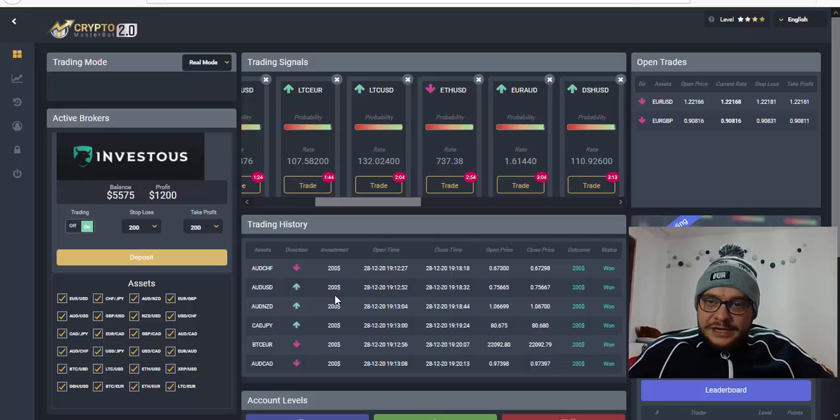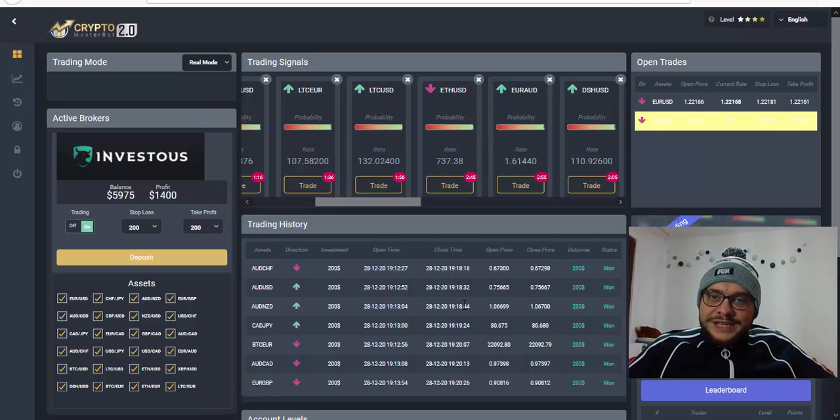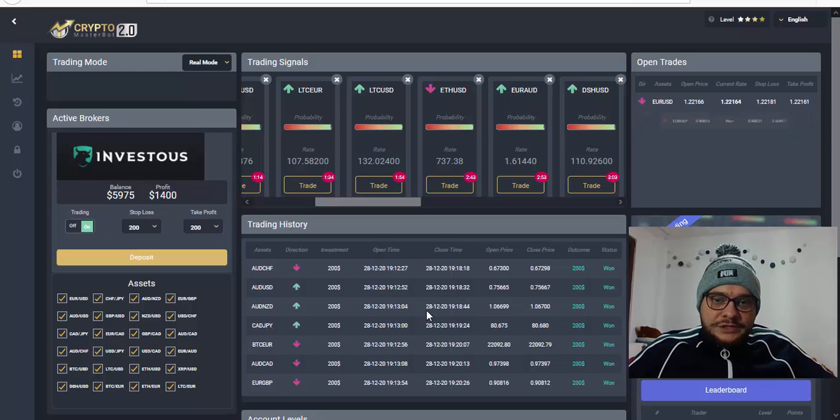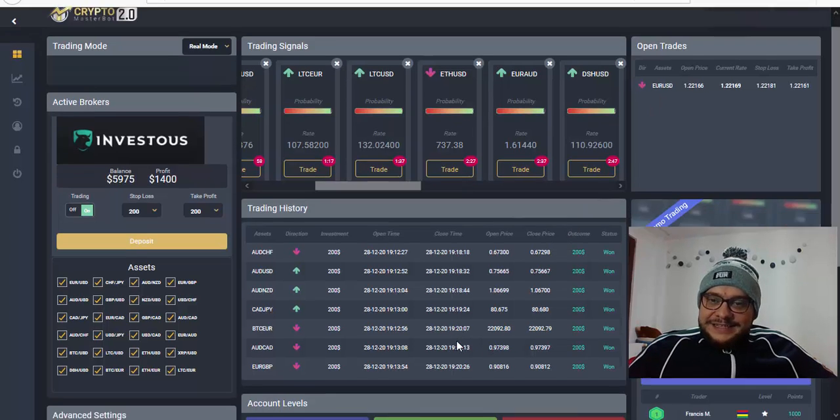Now as you can see, another 2 trades are closed, and now we have $1,200 profit in today's trading session. Another one is closed, and this one is a profit too, $1,400 profit in today's trading session. So let's see what will happen with the last one, which is Euro USD, and it is a sell. Let's see what will happen.